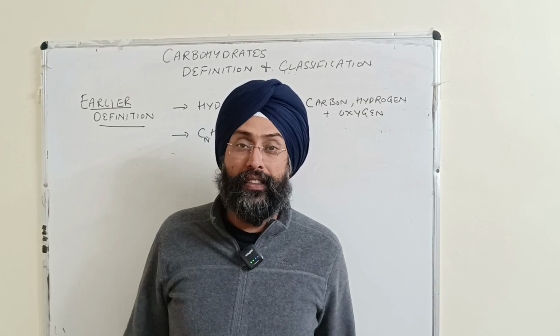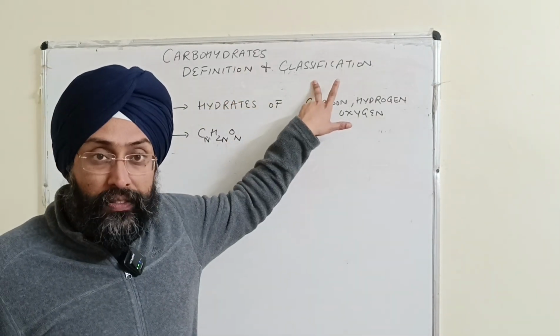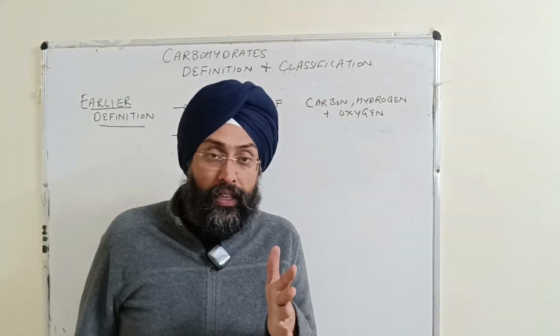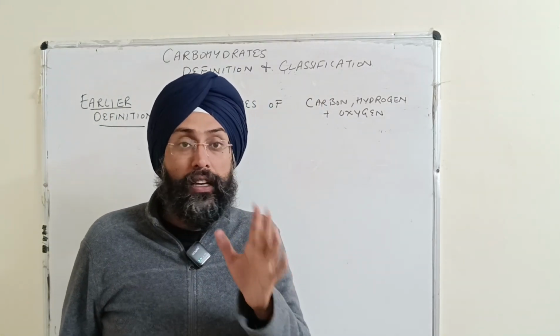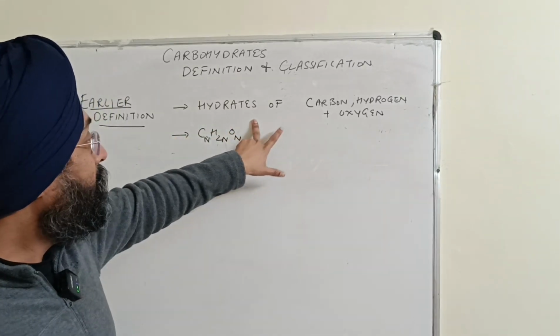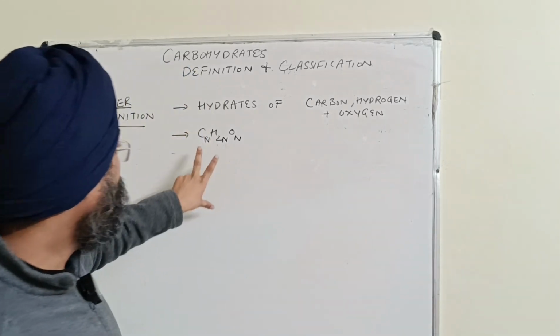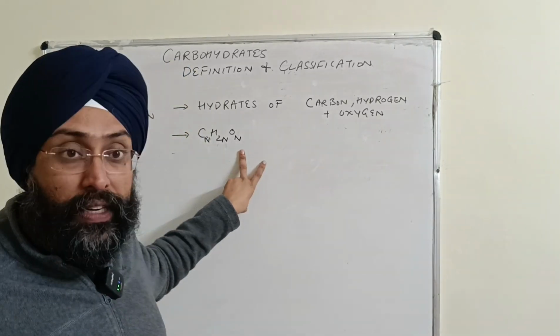In today's class, we will discuss the definition of carbohydrates along with its classification, right? So, I will start with the previous definition that is not 100% correct now. The previous definition is they are considered as hydrates of carbon, hydrogen, and oxygen, and with formula CnH2nOn, right?